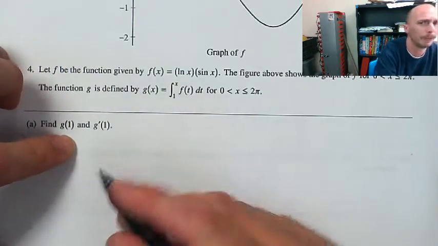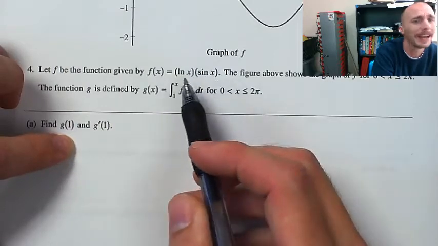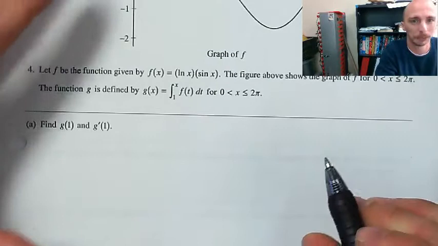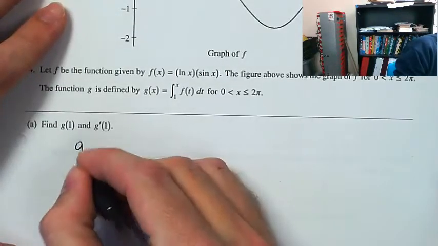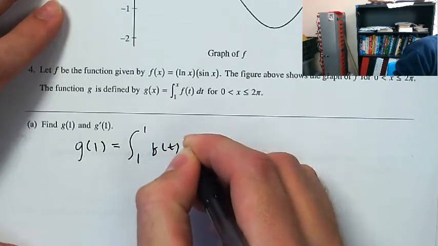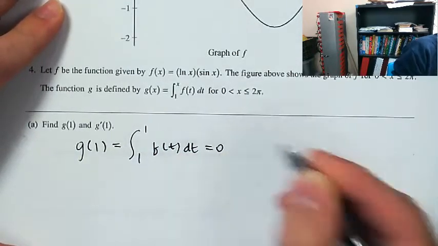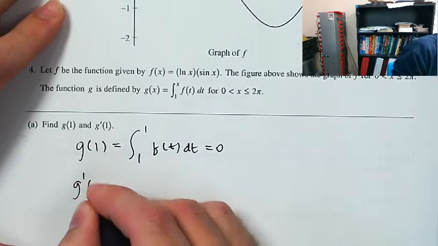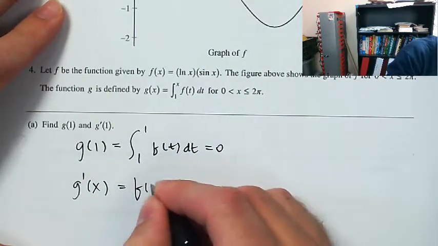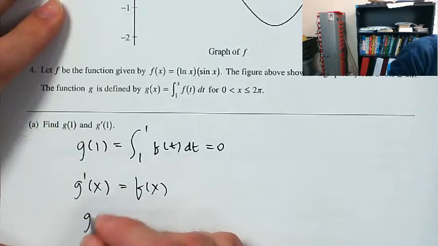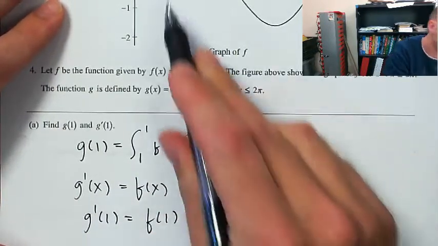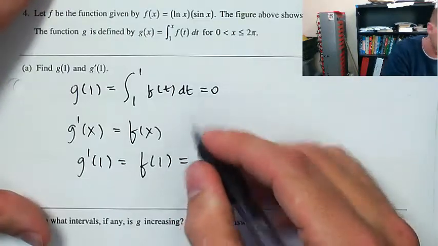G of 1. I was like, how am I going to integrate log times sine? I don't think that's one that we did when we did integration by parts, because I don't think it would work that well. But anyway, g of 1 is equal to the integral from 1 to 1 of f of t dt. And we know what that is. That's going to be 0. Okay? G prime of x is going to be f of x, which means to me that g prime of 1 is going to be f of 1, which is looking like 0 there.